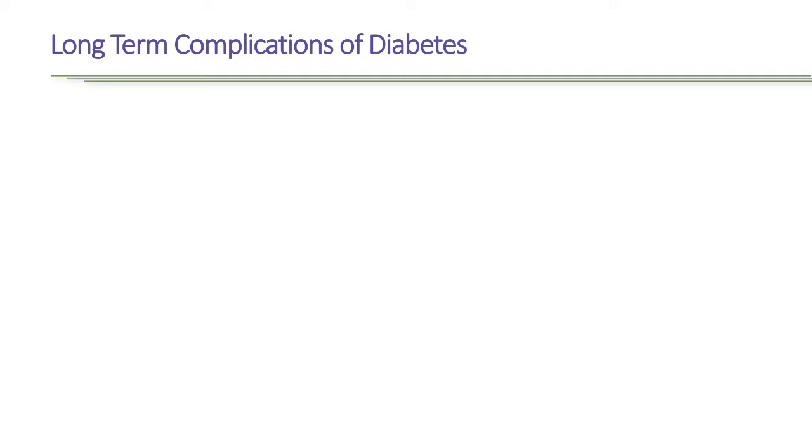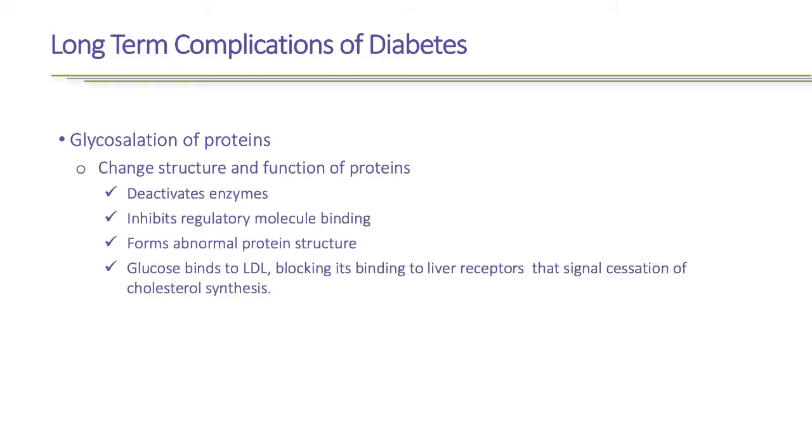There are long-term complications of diabetes, and mostly this is secondary to glycosylation of proteins. What does this really mean? You have a non-enzymatic bond of glucose to proteins. And once you have this non-enzymatic binding of glucose to proteins, you actually have a change in structure and function of the protein. So once a protein has a glucose that's bonded to it, you change the structure and function, and this leads to deactivation of enzymes.